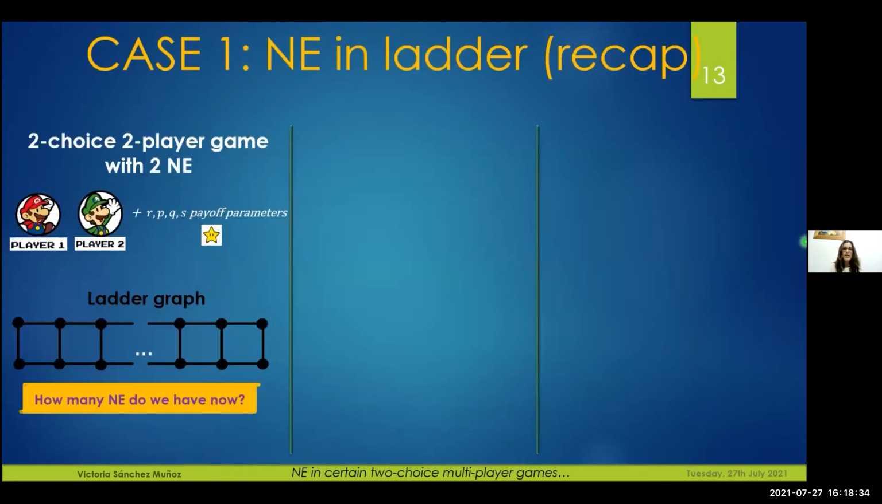So before continuing, let me recap for a bit. We started with our 2-choice 2-player game with 2 Nash Equilibria and the payoff parameters, or the number of stars. And also we defined the ladder graph, and each player will play this game on the ladder graph. And we wanted to count the number of Nash Equilibria as a function of the number of players.